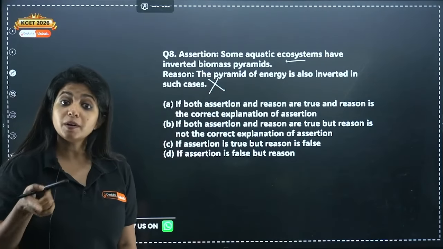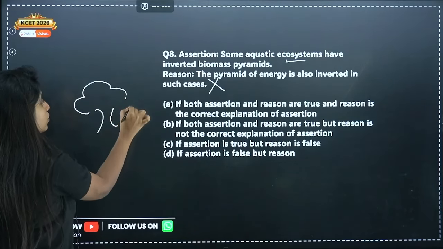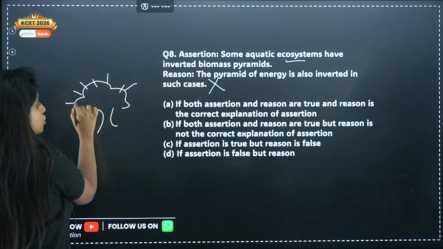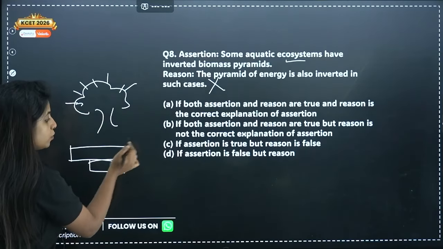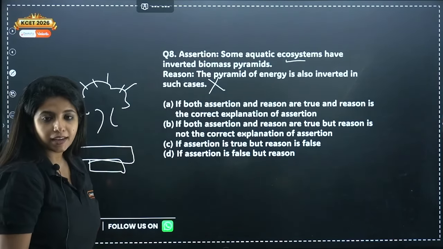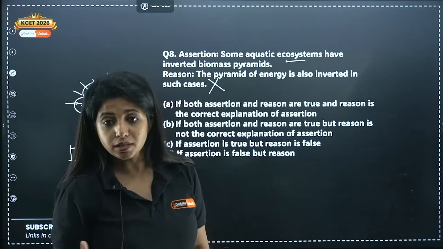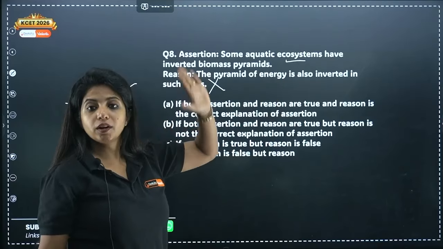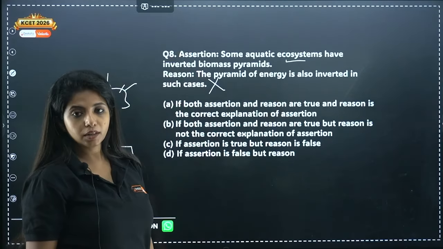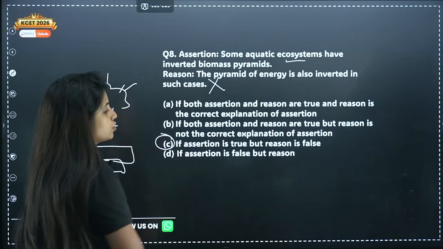Always remember, the pyramid of number can be inverted. For example, you have just one tree, and on this one tree you have multiple consumers out there. So in the pyramid of number, one tree is there, the producer is less, but the consumers are more. That can be inverted. So the pyramid of number and the pyramid of biomass can be inverted according to the examples, but not always. But anyway, energy can never be inverted. It will always be upright. Cool. So the assertion is true, but the reason is definitely false.